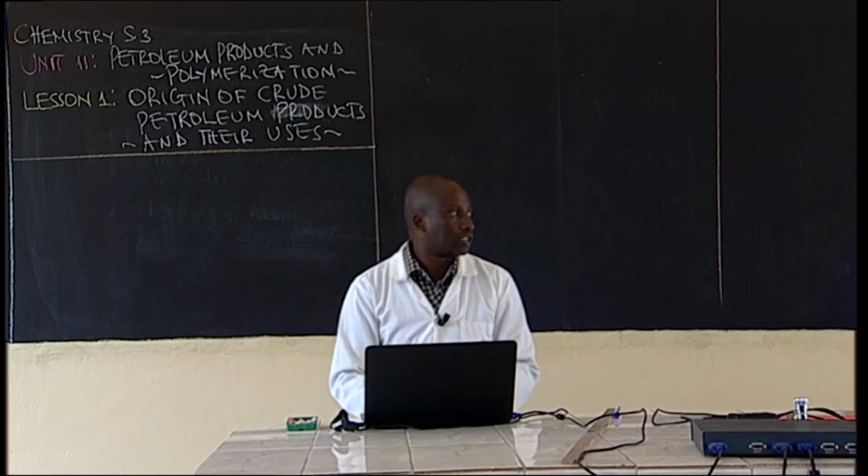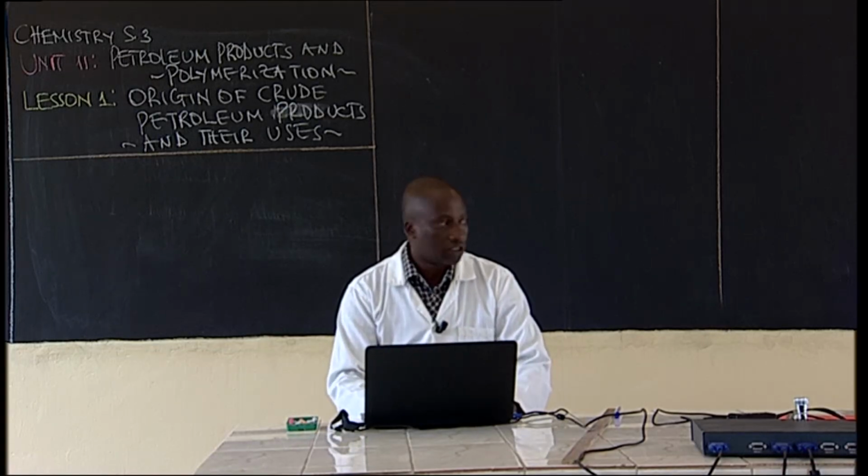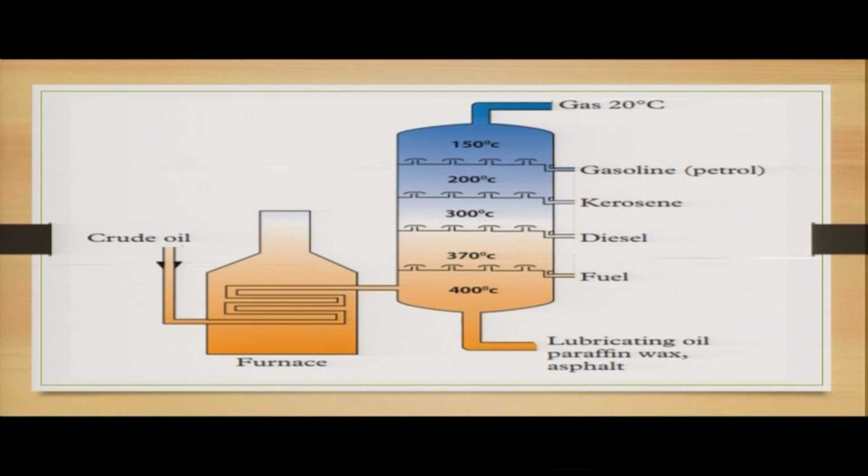And how does it separate these components? Just look at the screen on the diagram there. So you have the crude oil entering here. That is from the source, under the earth crust, under the sea, under the sedimentary rocks. It enters into a furnace. A furnace is a place where very high temperatures are produced. So this crude petroleum is heated, and then when it is heated, it enters the fractionating column. The whole of this is a fractionating column.